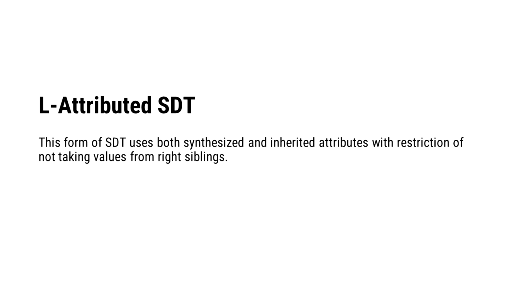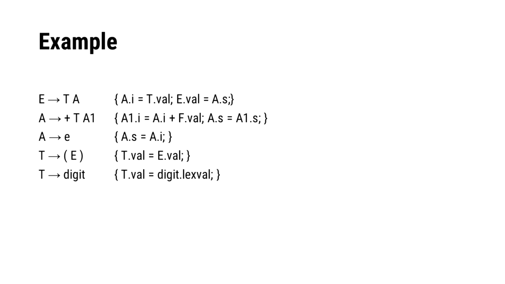So let's take an example of an L attributed SDT and see whether it satisfies or not. The given example is E gives T A, A gives plus T A1, A gives epsilon, T gives open parenthesis E close parenthesis, T gives digit, and each has its action. Here A.i is an attribute. It takes its value from T only, which is a left sibling, so it is satisfied. E.val takes its attribute from A, that is, from its child, so that is synthesized and also satisfied.